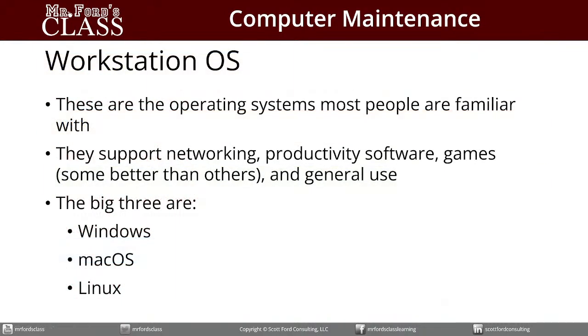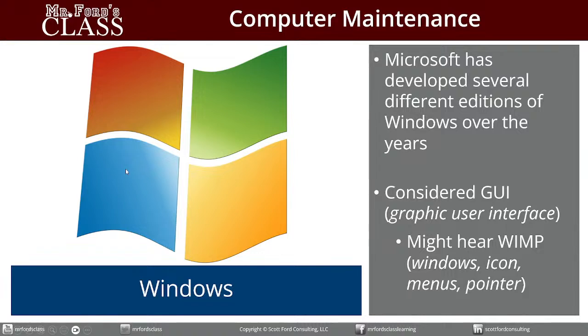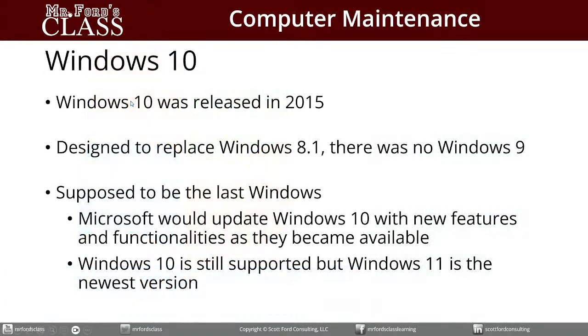Workstation operating systems. This is what we are typically familiar with. This is the stuff that's on your desktops or your laptops. And the big 3 that we need to be aware of are Windows, Mac OS, and Linux. So Windows has been around for a very long time. They've had several different editions over the years, and it's considered a GUI or graphic user interface. You might also hear a term called WIMP. This stands for Windows, Icons, Menus, and Pointers.